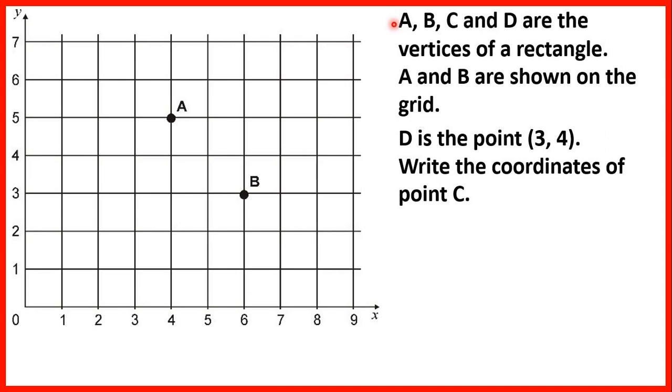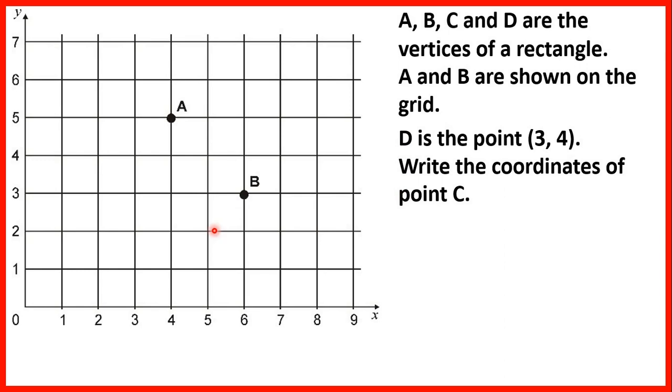A, B, C and D are the vertices of a rectangle. Remember, the vertices are the corners or the pointy bits. A and B are shown on the grid. D is the point 3, 4. Write the coordinates of point C.